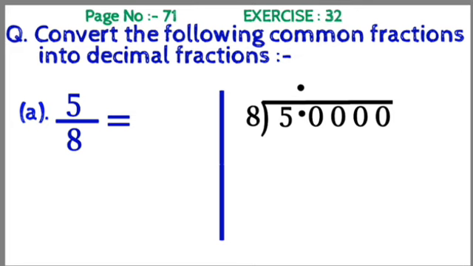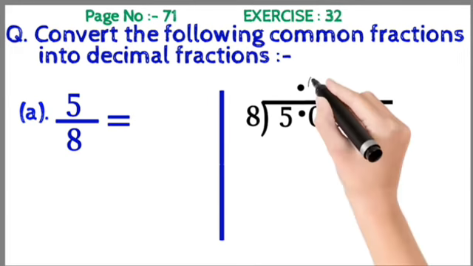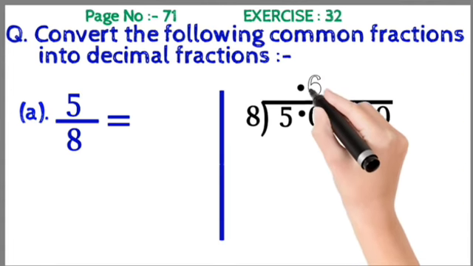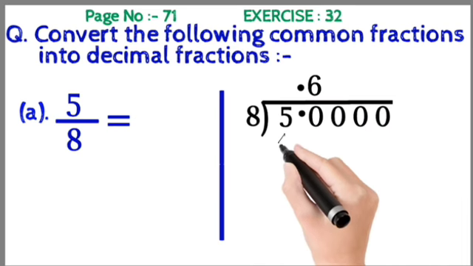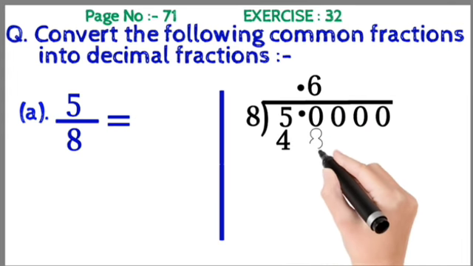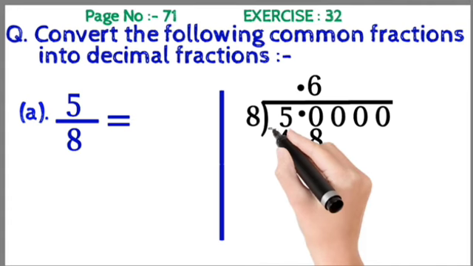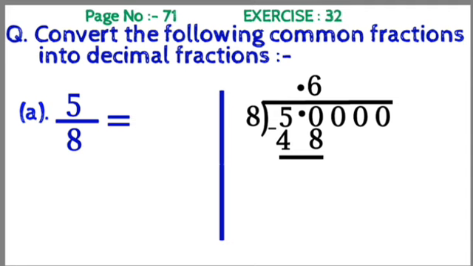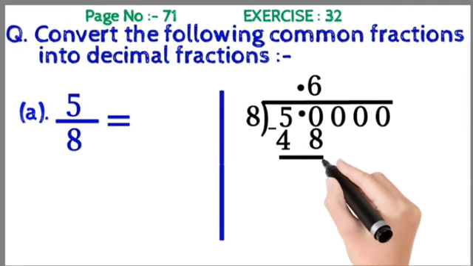So let me divide. The dividend first is 50, because 8 cannot divide 5 alone, so I will take 50. It will go 6 times: 8 times 6 is 48. Then I will continue division until I get the remainder 0. So let me subtract 48 from 50. I will get 2.